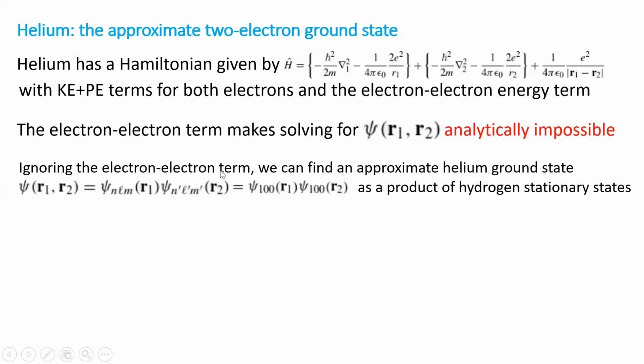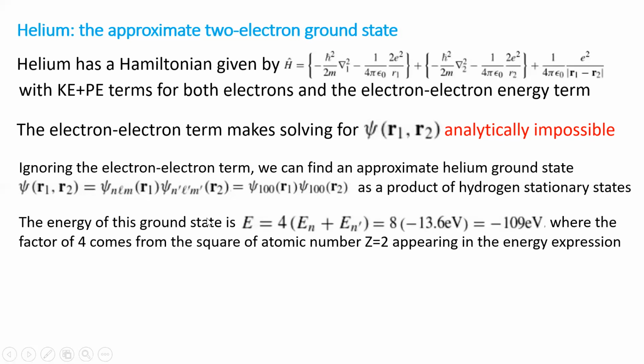If we ignore the electron-electron term, we can find an approximate helium ground state, psi of r1, r2, as the hydrogen state n l m of r1 for electron 1, times the hydrogen state n' l' m' of r2. For the helium ground state, n, l and m would be 1, 0, 0, the lowest hydrogen state, and n', l', m' would similarly be 1, 0, 0. So the approximate helium ground state would be just the product of these hydrogen stationary states: the ground state for electron 1 in the hydrogen atom times the ground state for electron 2 in the hydrogen atom. Multiplied together, if we ignore the electron-electron term, this gives us the approximate helium ground state.